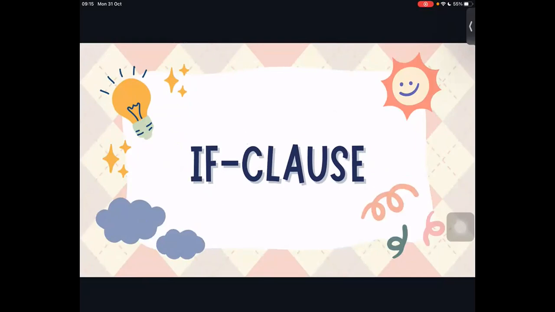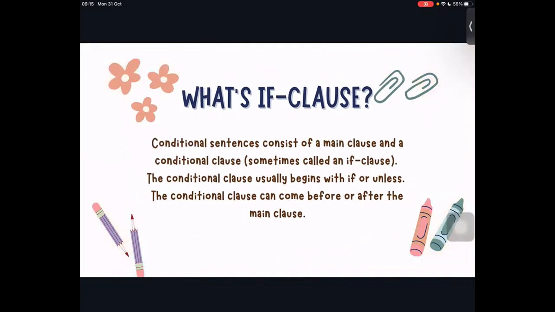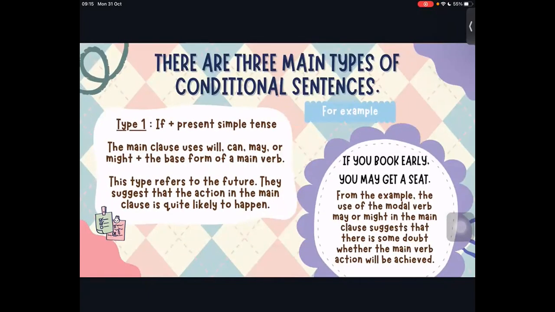About the if clause, conditional sentences consist of a main clause and a conditional clause. The conditional clause usually begins with if or unless and can come before or after the main clause. There are 3 main types.